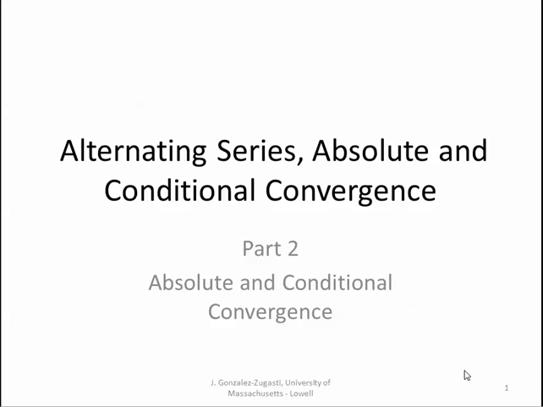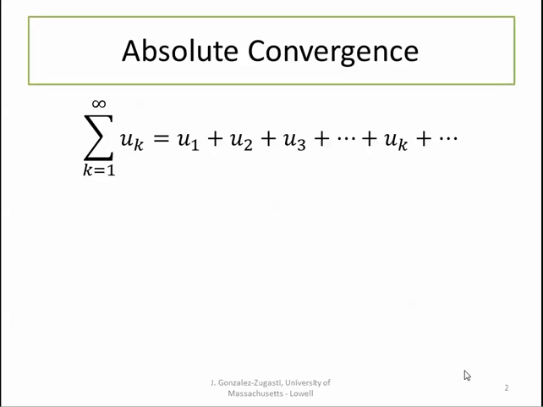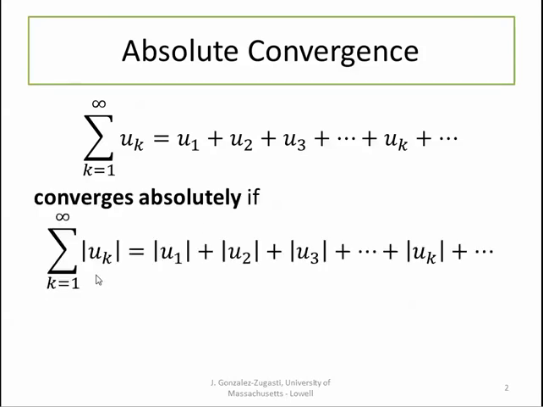Alternating series, and absolute and conditional convergence. All right, absolute convergence. Suppose we have a series u sub k. We say that this series converges absolutely if the new series, where the terms are the absolute values of our u sub k's, converges.